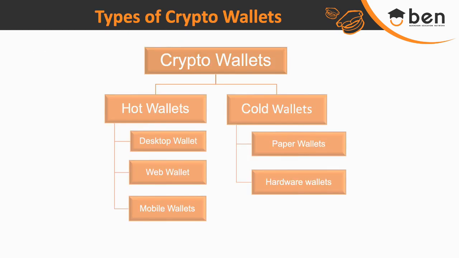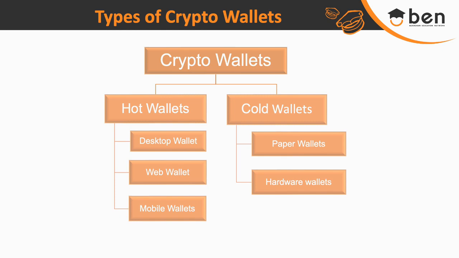So now let's discuss the different types of crypto wallets. There are two kinds of crypto wallets, hot wallets and cold wallets. The main difference between these two is that hot wallets are the ones which are connected to the internet, and cold wallets are the ones which are stored offline. So obviously from a security point of view, cold wallets are better than hot wallets, since they're not connected to the internet, so you can secure your private keys in a better way.